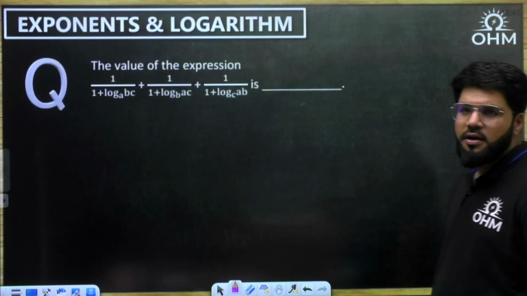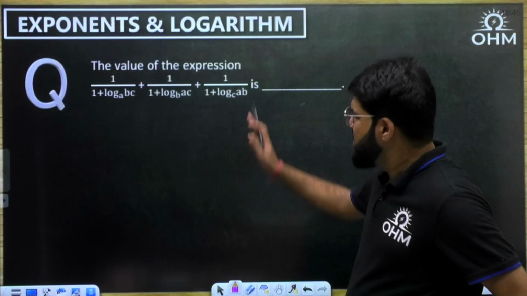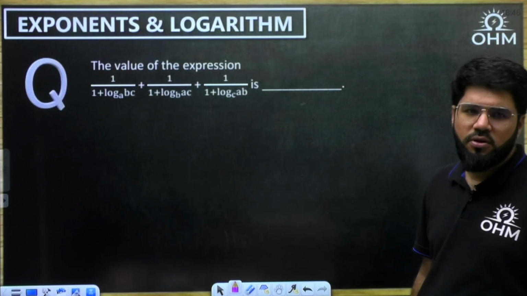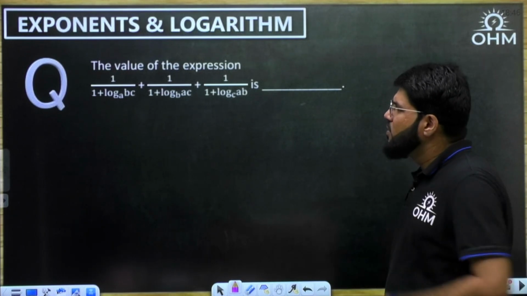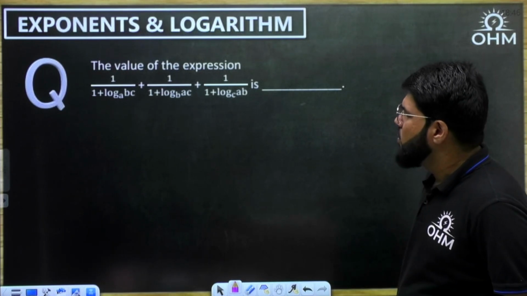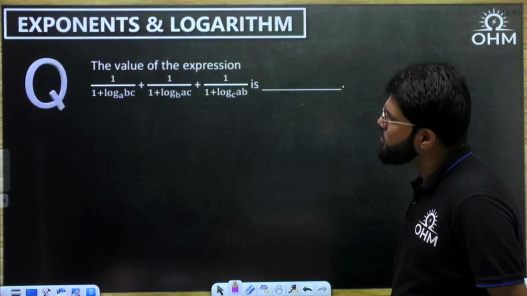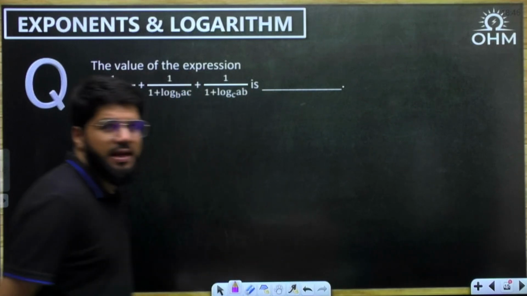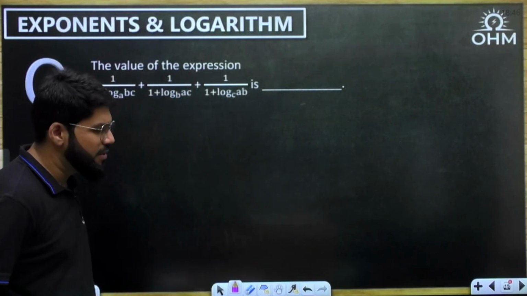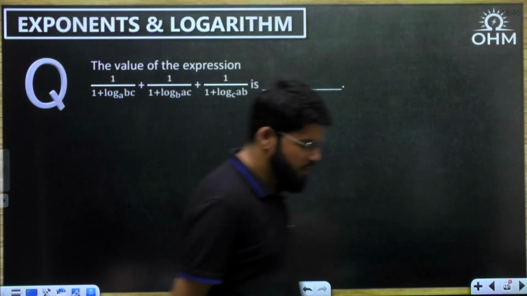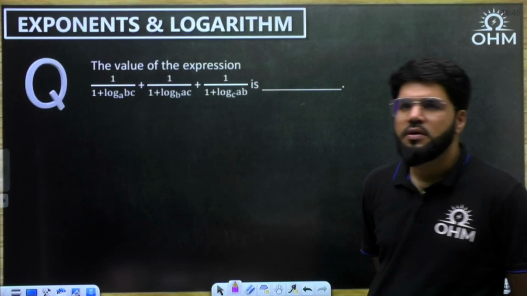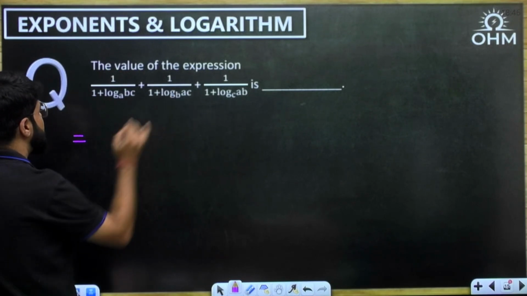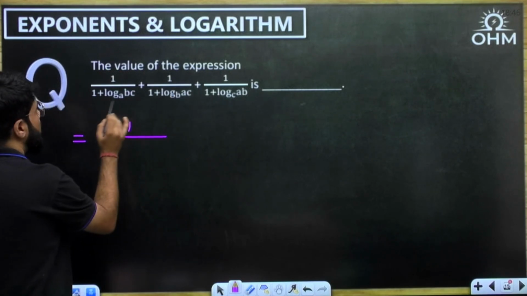Again, something related to it; a similar variety has been there in some of the GATE branches as well. What is the value of the expression? 1 upon 1 plus log BC to the base A, 1 upon 1 plus log AC to the base B, and next is 1 upon 1 plus log AB to the base C. Now, what is this equal to?